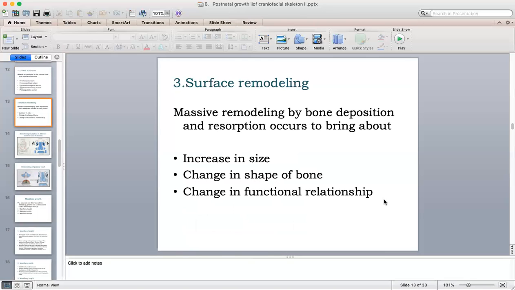Then there is surface remodeling. Now, the surface of the maxilla is not even. Somewhere you will see concavity, somewhere convexity, somewhere sharp points, and there are ridges.